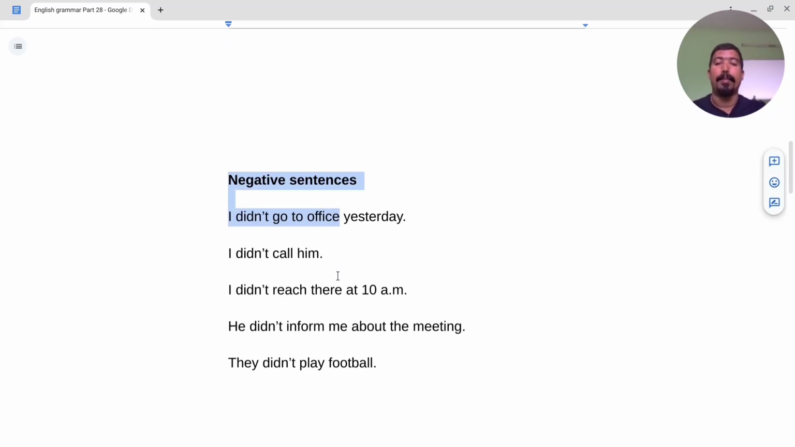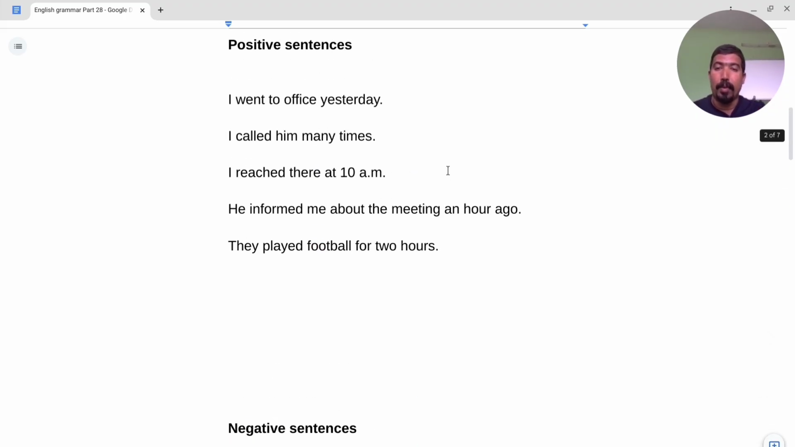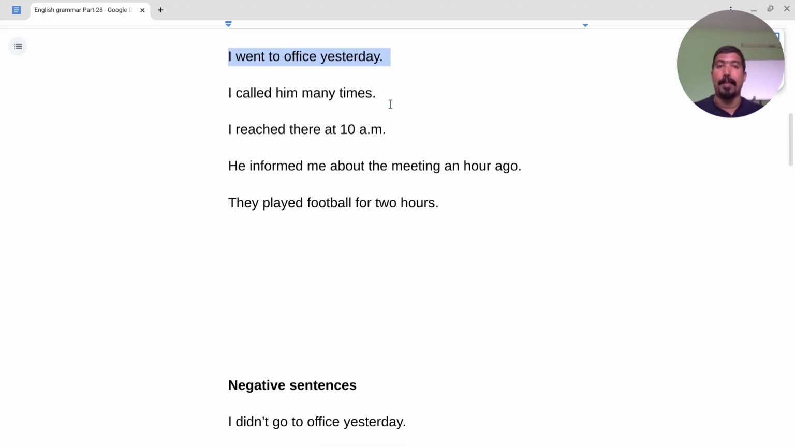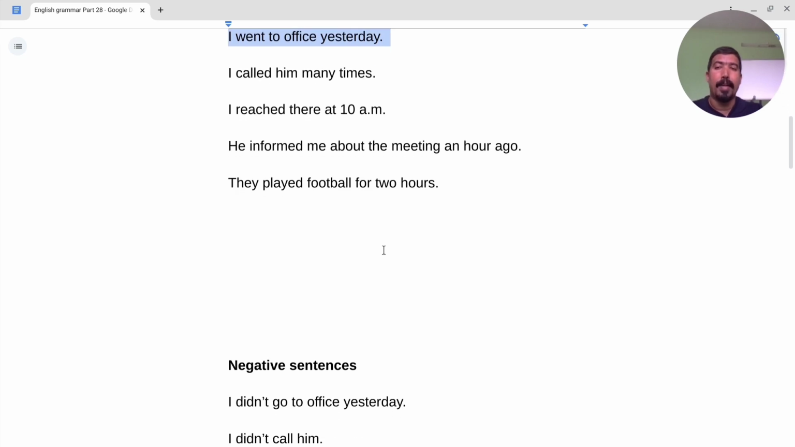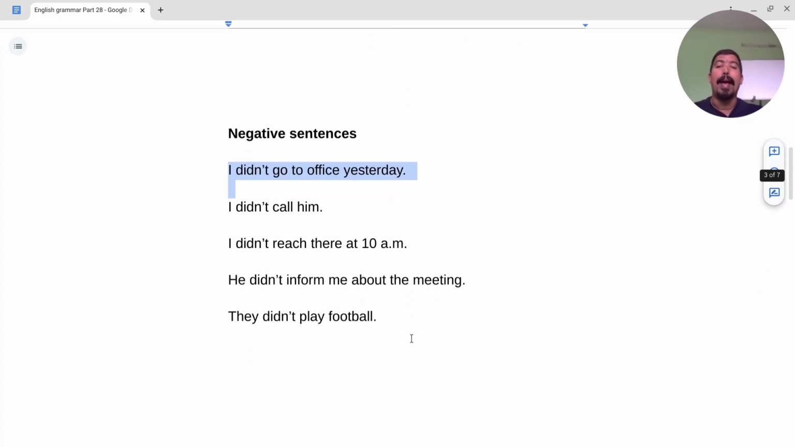Negative sentences. Now let us look at the negative sentences. If the positive sentence is, I went to office yesterday, that is something that you did. My friend asked me, did you go to office yesterday? If I want to say yes, I went to office yesterday. Or you can give a negative answer like, I didn't go. If you want to tell someone that you didn't do something in the past, you can say, I didn't or I did not plus the first form of verb. Don't use went here. It is go.